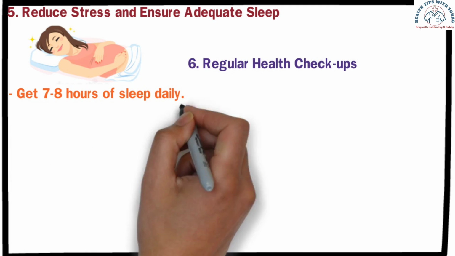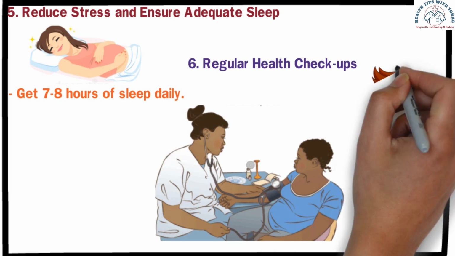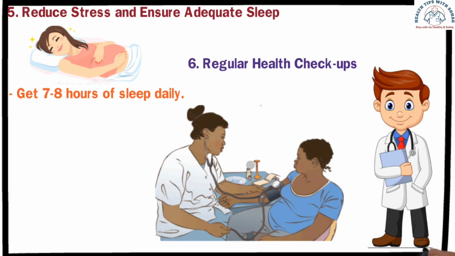6. Regular health checkups. Monitor blood pressure, body weight, and urine periodically during pregnancy. Regular follow-up helps detect any early signs of gestational diabetes or related complications.